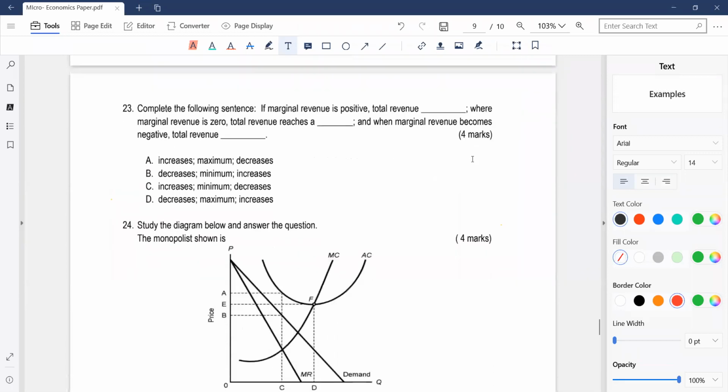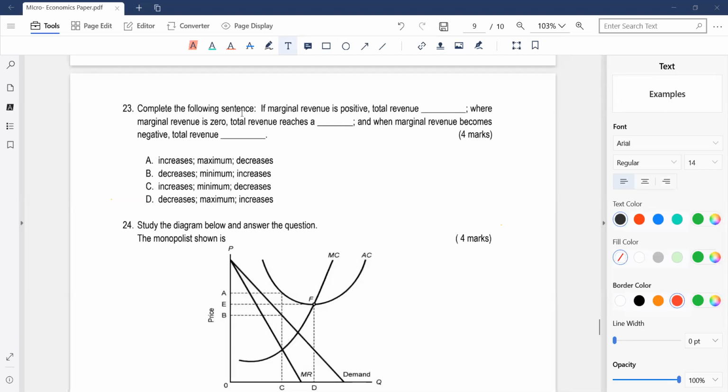Let's go to number 23. Number 23 says, complete the following sentence. If marginal revenue is positive, total revenue is increasing. If marginal revenue is positive, then total revenue increases. So increases, it's A and C.